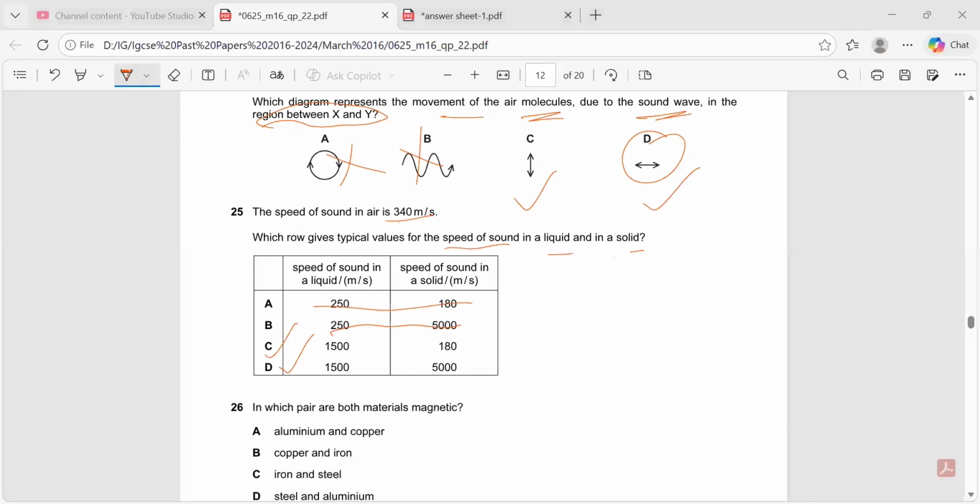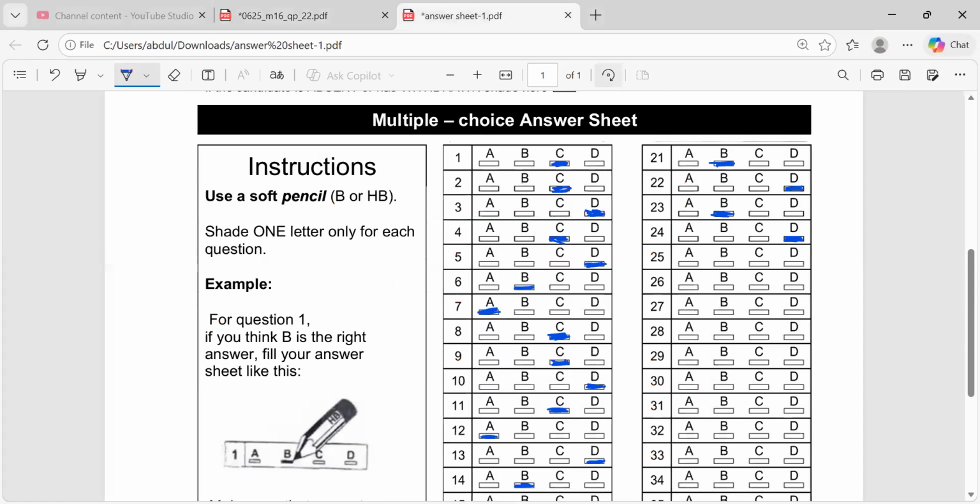So 25. Maham, your answer is correct. Two more responses. Yes, Zain correct. Momin correct. Okay, Lana Yasser correct. MashaAllah, good. So answer is D. So for 25 also answer is D. Let me share it.